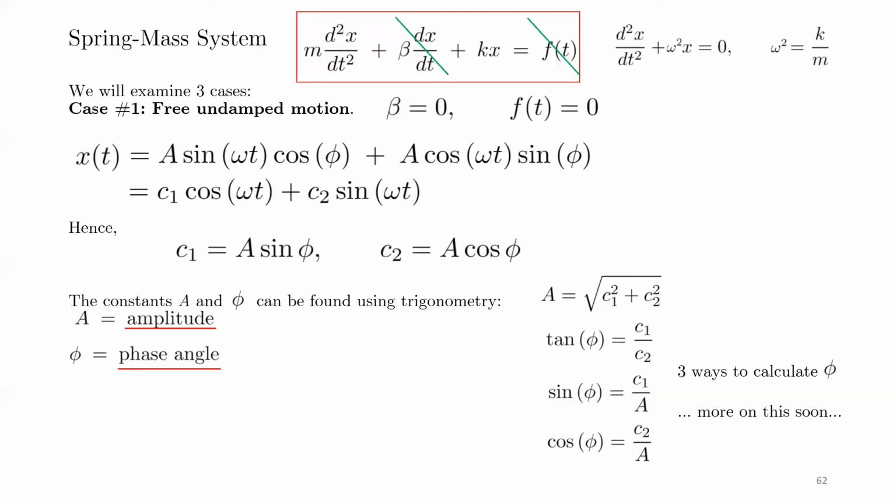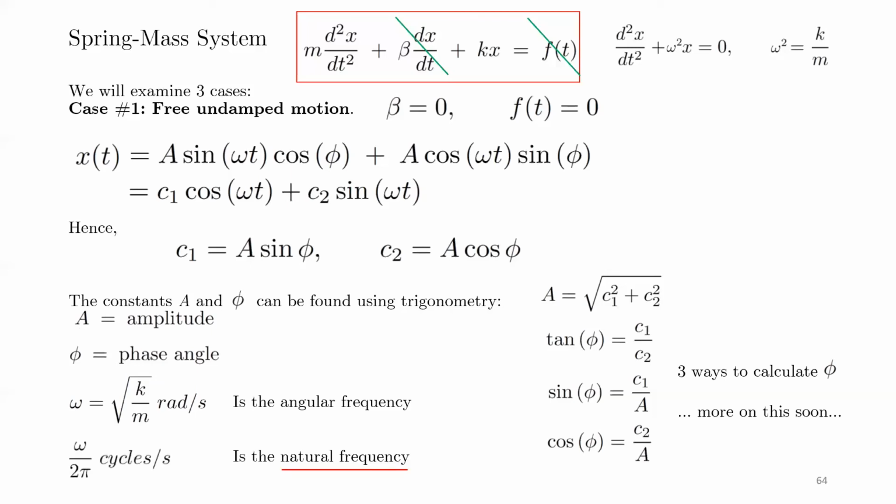Just again, A here we said is the amplitude, phi is the phase angle. This thing omega, which remember omega squared was k over m, so omega is the square root of k over m, is measured in radians per second. This is called the angular frequency. And if we take the angular frequency and divide it by 2 pi, then we get something called the natural frequency. Okay, so this is measured in cycles per second.